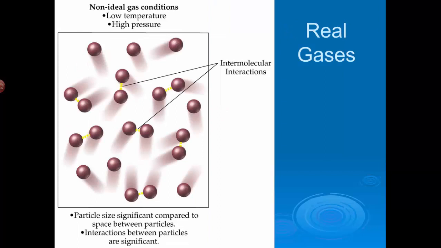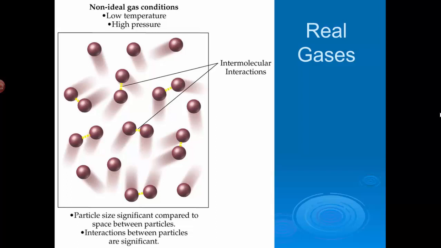For real gases, you have to take into account intermolecular interactions, like are the gas particles attracted to each other? Is there hydrogen bonding that might happen? Are they polar molecules that might be attracted to one another? Because if they are, that's going to affect things like their volume. It's going to affect their velocity if they're attracted to each other. The size of the particle is now important compared to the space between them.